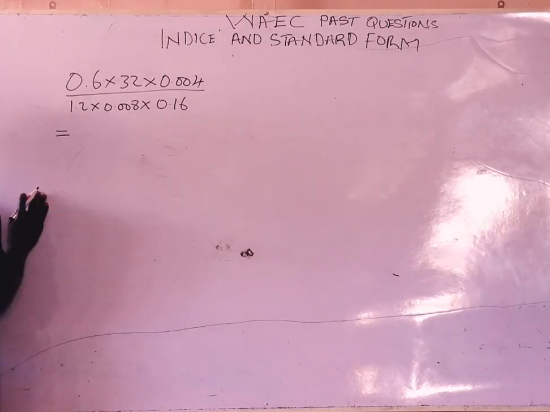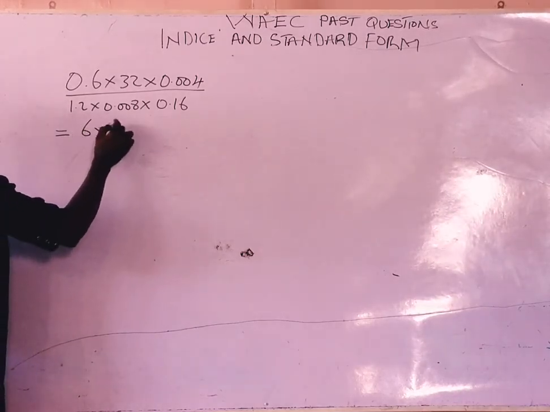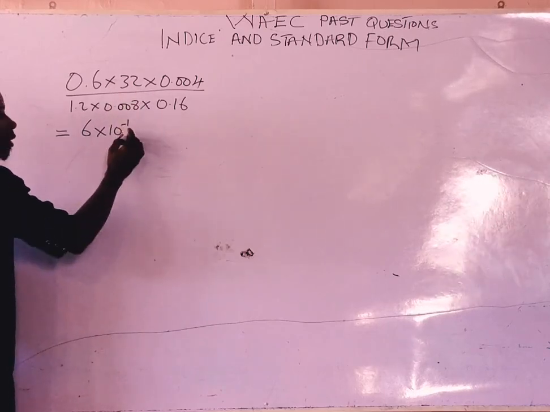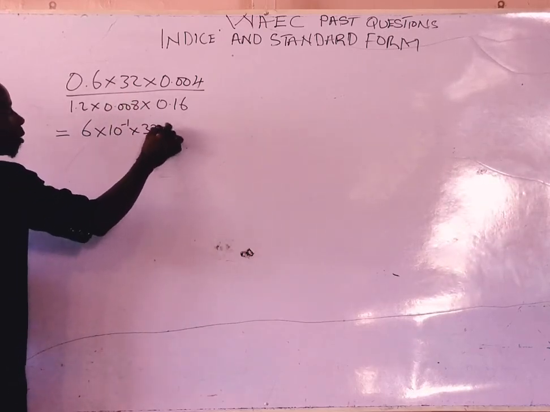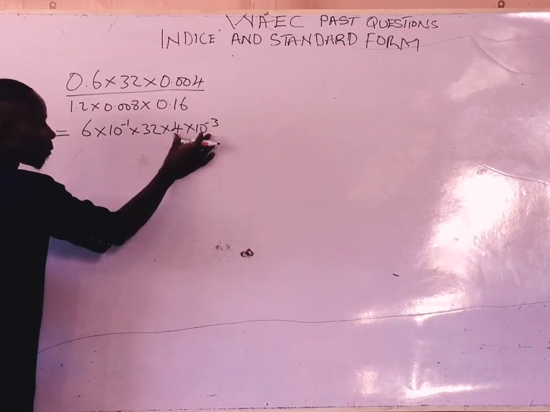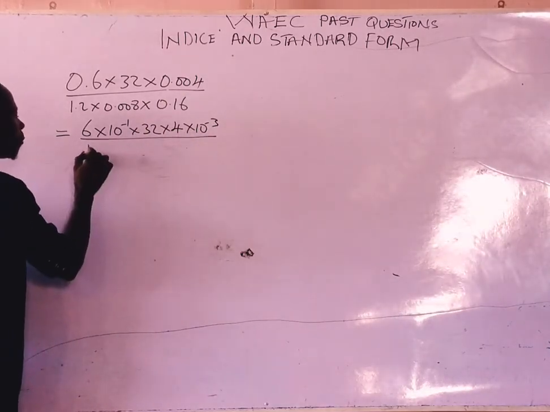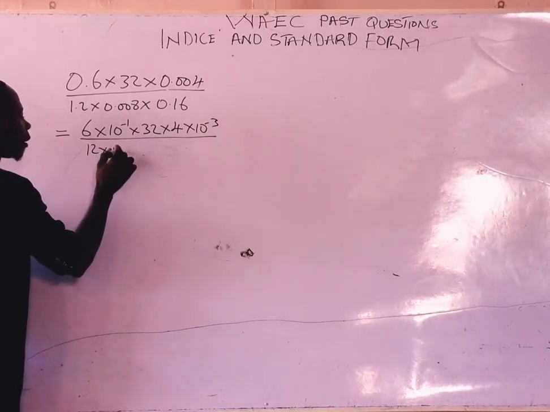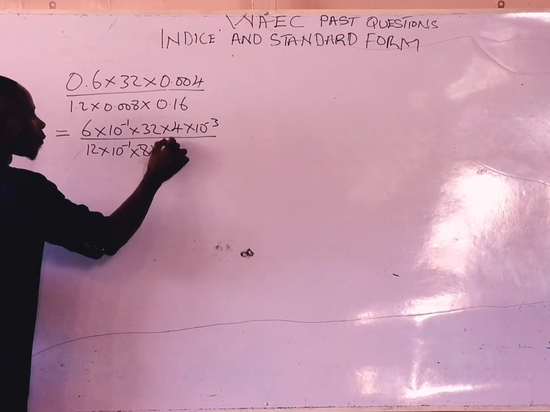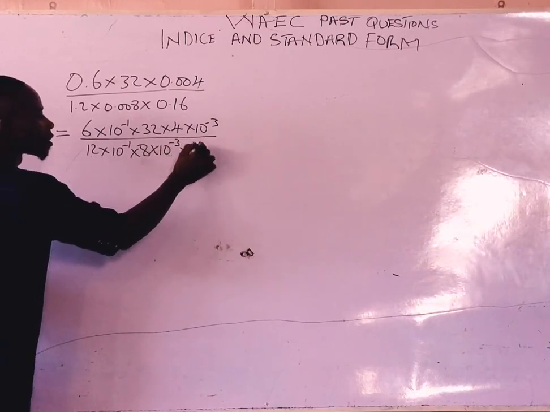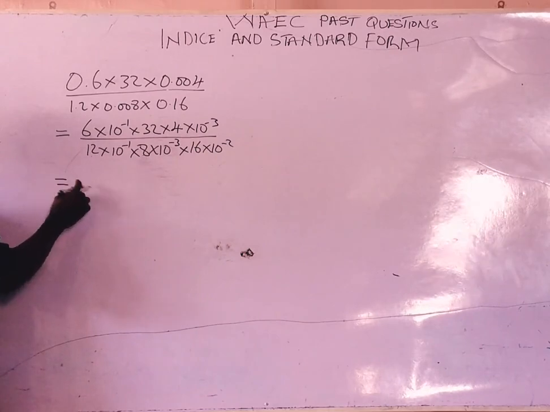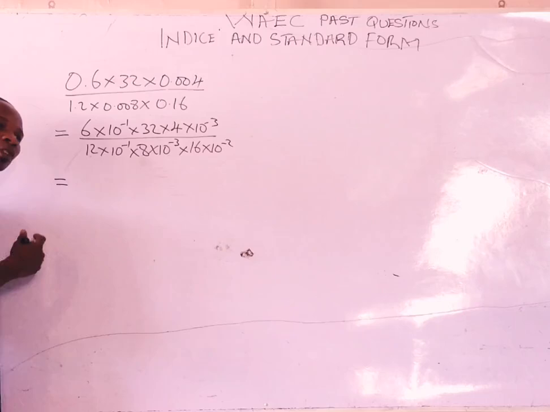This will be equal to 6 times 10 raised to the power of minus 1. When you express this one in standard form, this is already a whole number, so we multiply by 4 times 10 raised to the power of minus 3. We have expressed this in standard form, all over 12 times 10 raised to the power of minus 1, times 8 times 10 raised to the power of minus 3, and finally 16 times 10 raised to the power of minus 2.